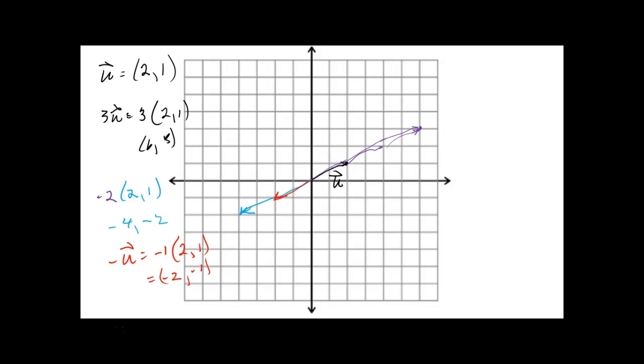It's just a scalar multiple. The scalar multiple is a minus 1. Okay? Minus changes its direction. 1 leaves the magnitude the same, but it's in the opposite direction. So it's exactly the mirror image across the origin of the original vector u. That's minus u. Okay? Now, it's also called the negative of u.